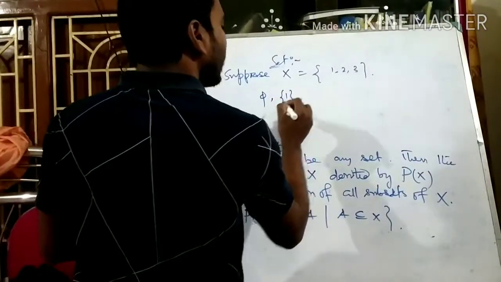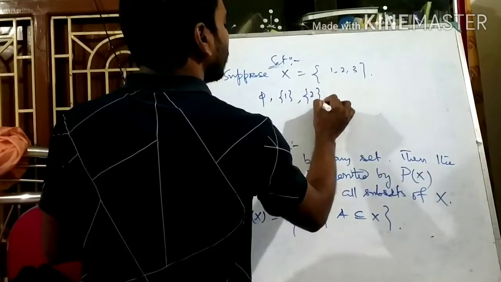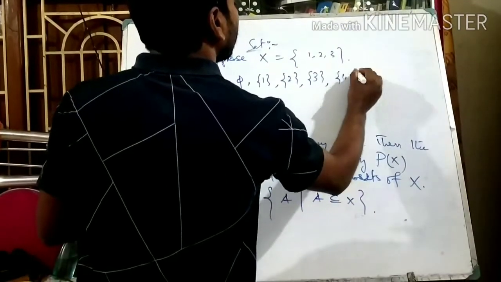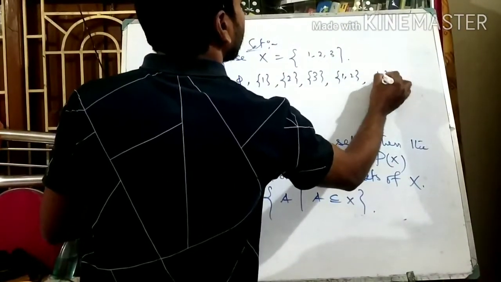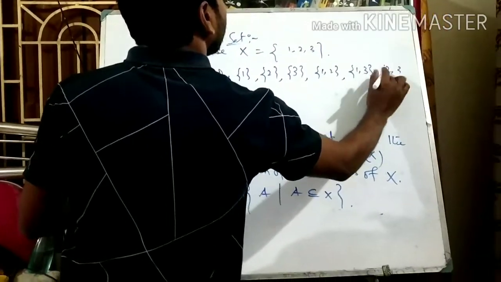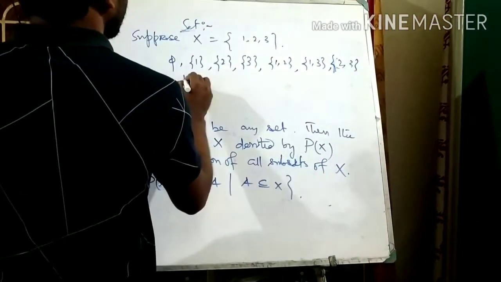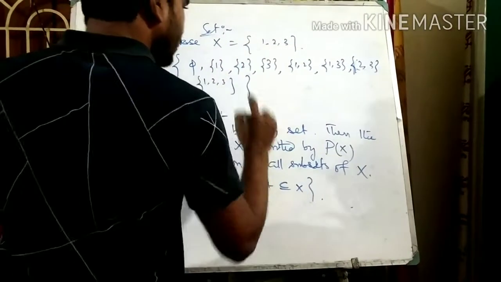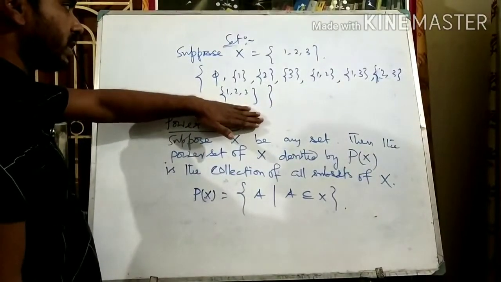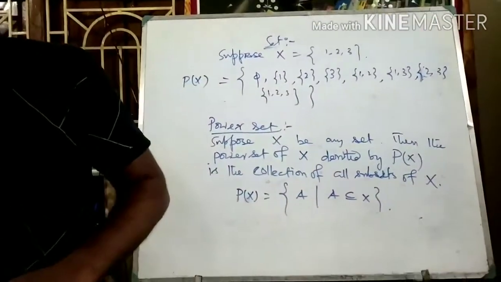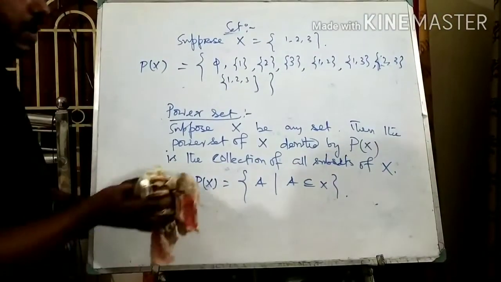Another is singleton {1}, another is singleton {2}, another is singleton {3}, then {1, 2}, then {1, 3}, then {2, 3}, then {1, 2, 3}. So we take the collection of all these subsets and we call it the power set of X. Okay.